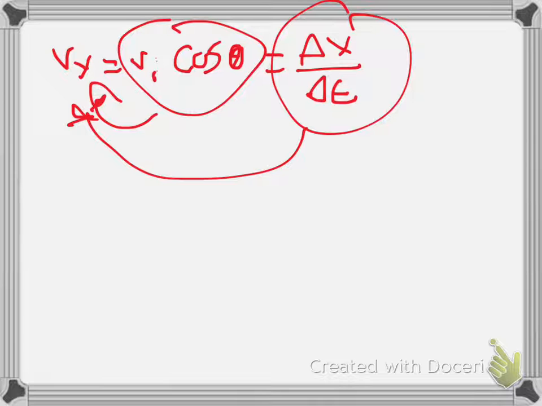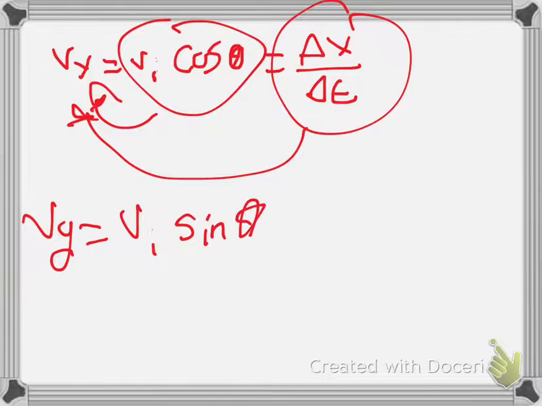So if we were trying to solve for velocity of y, would it just be change of y over time? Yes. If we were trying to solve for velocity y this way, we could say velocity initial times the sine of theta is equal to change in y over change in time. The same equation applies.